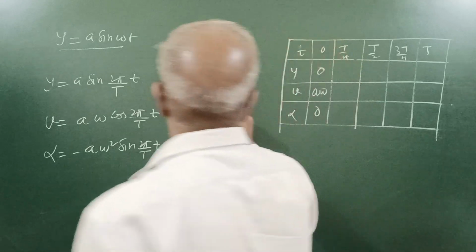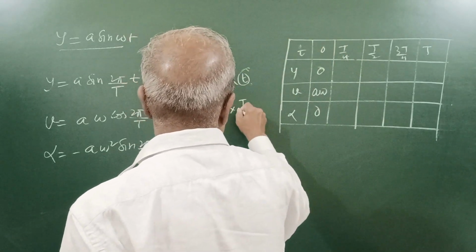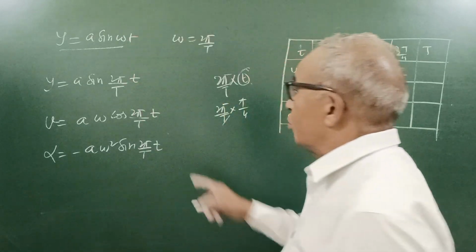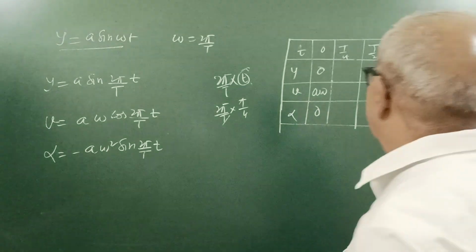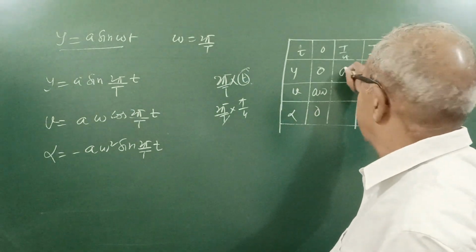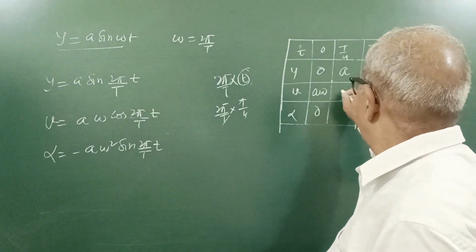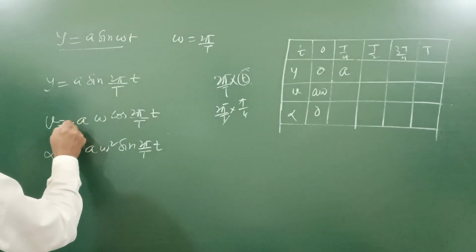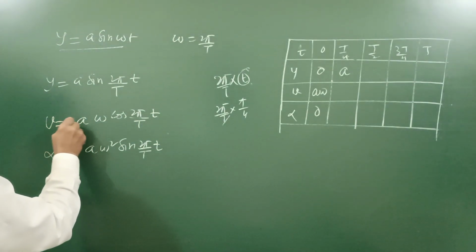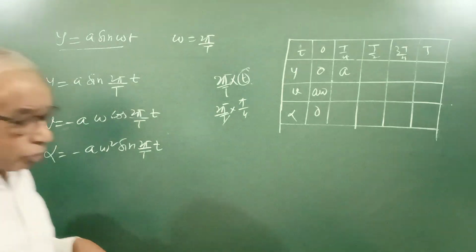When I put t equal to T by 4 in 2 pi into t, you will get pi by 2. Sin pi by 2, sin 90, is 1, so it is A. Cos 90 is 0, so it is, sorry, here minus, sorry, I keep making these mistakes, please. If I am unable to correct, you please may correct yourself.